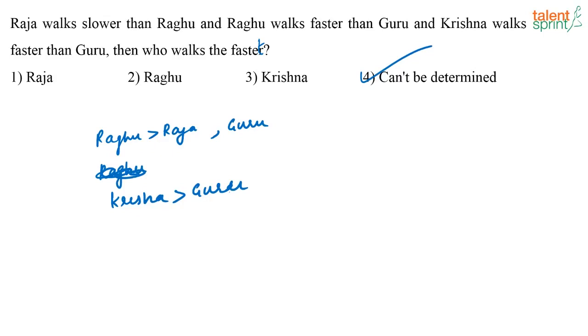We know that Raghu walks faster than Raja and Guru, so definitely these two are not the fastest. You know Krishna walks faster than Guru. Again, between Raghu and Krishna, who is faster? We don't know. No such information is given here. Answer should be can't be determined. I hope it is clear, Srinivas and Neeraj.